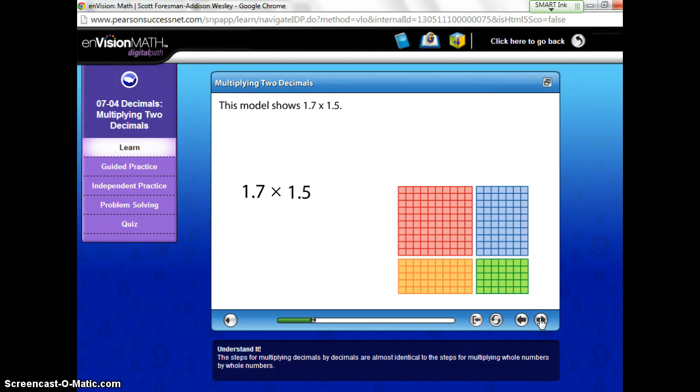What we can do first is estimate. This is about how much? About 2. This is about how much? So 2 times 2 is? So we know that our answer should be about 4.